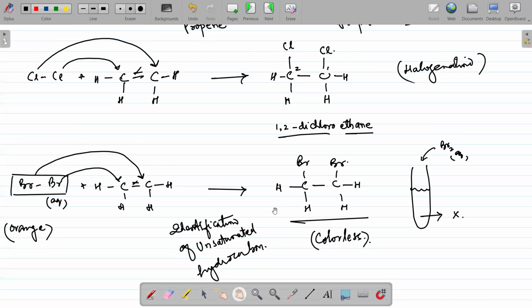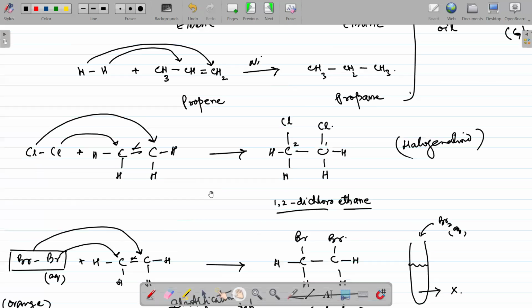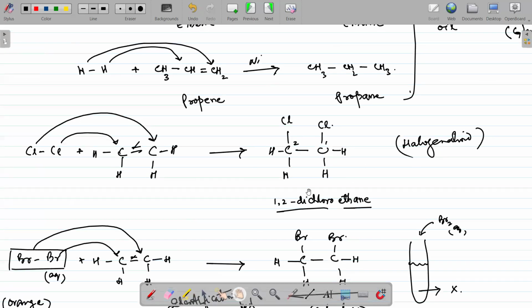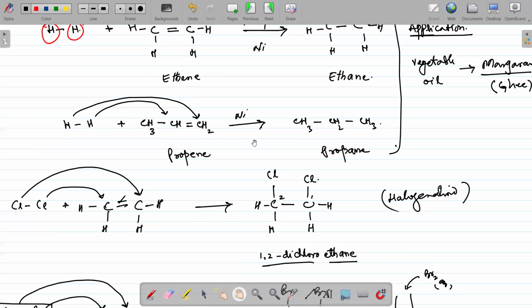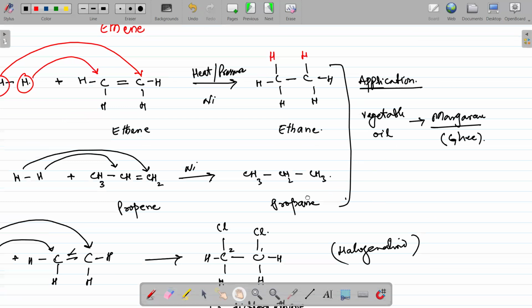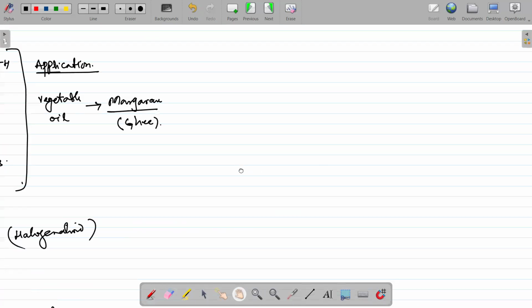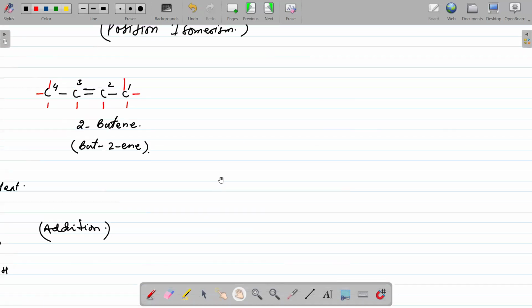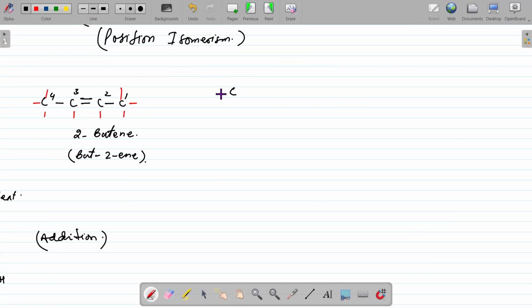Which two types of addition reactions have we seen? We have seen the addition of halogens, which is known as halogenation. We have seen the addition of hydrogen, giving us alkane, and their applications as well. Now, let's talk about the same type of addition reaction. What if I treat this alkene, CH2=CH2, with water? Now, again, addition reaction will take place.